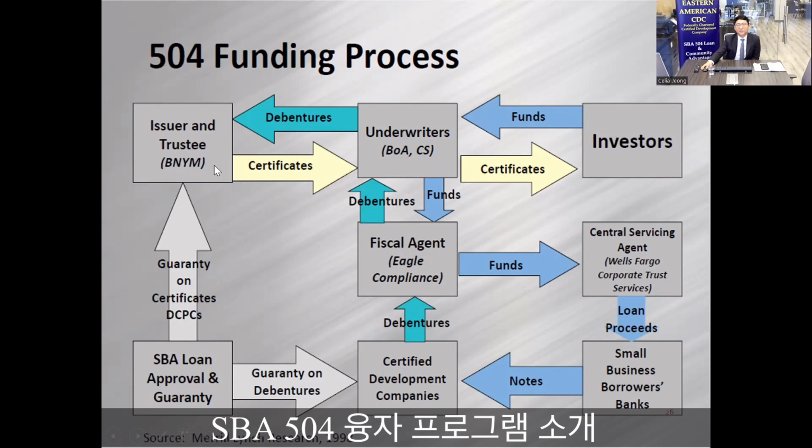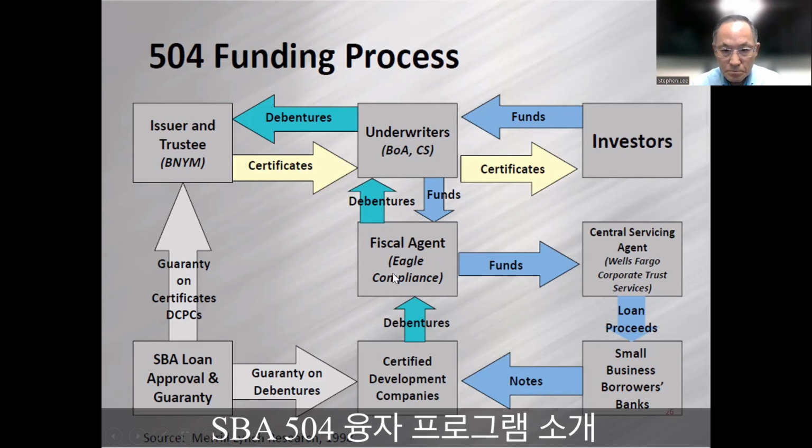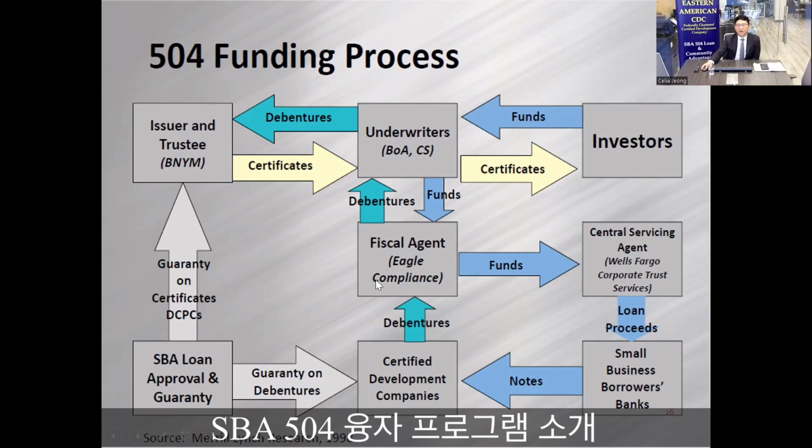They got the debenture. They make the treasury certificate. Then it goes to the underwriter again. The underwriter records it. Then the underwriter sells to an investor. Then the investor gets the debenture certificate. Then they pay the underwriter. Then the underwriter sends it to Eagle Compliance, so Eagle Compliance can compare what we got, what they sent and what they got. Then the funds go to the central servicing agent. Right now it's Wells Fargo Corporation. They get the funds, then they pay off the small business owners.